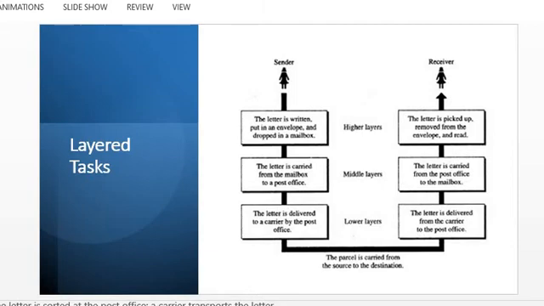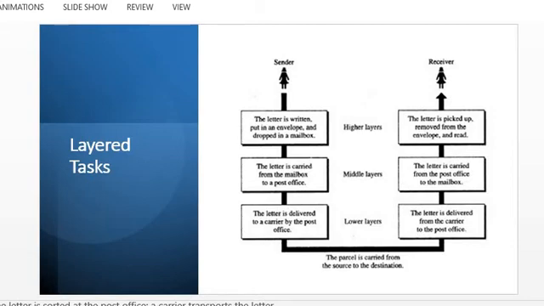But the layered approach will ensure that we have a detailed approach to every process that occurs during the communication process. And it is also critical to note that as we use this layered approach, each layer will service the layer immediately below it. So a top layer will provide a service that is required by the layer immediately below it.